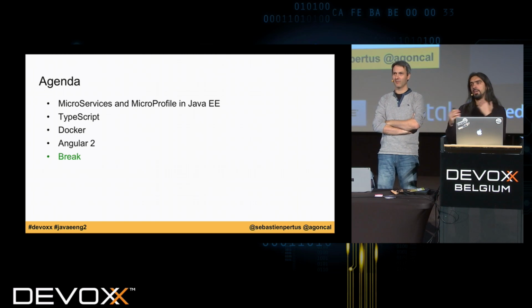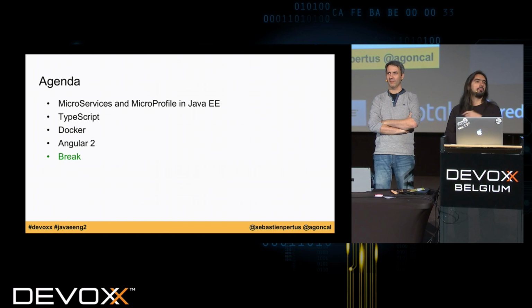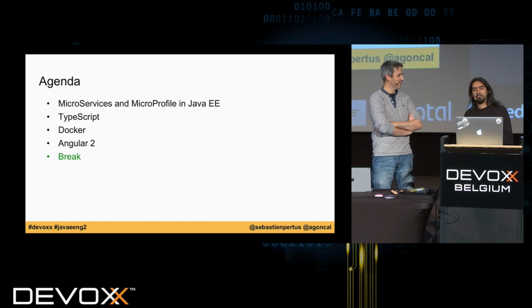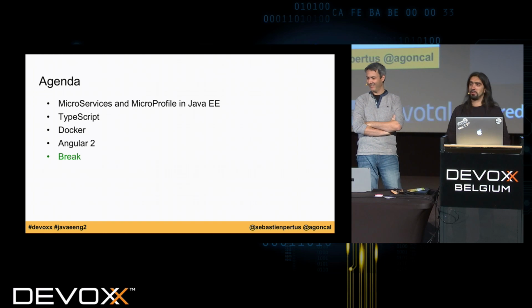Then we will start ping-ponging between the back and the front. Ping-ponging. That's the beauty of English.